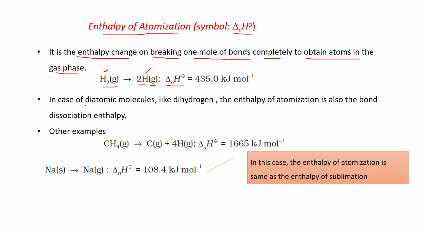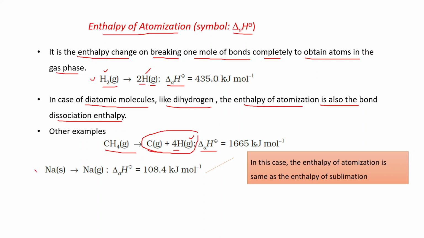In the case of diatomic molecules like dihydrogen, the enthalpy of atomization is also the bond dissociation enthalpy, because in this case again the bond is breaking down. Other examples you can also see. This is CH4 in the gaseous state. When we supply heat, it will decompose to give carbon in the gaseous state and 4 atoms of hydrogen in the gaseous state. These are obtained in the gaseous phase. That's why this is the enthalpy of atomization of CH4.